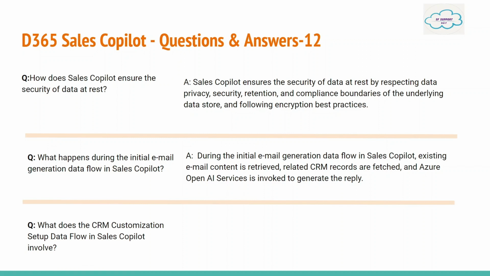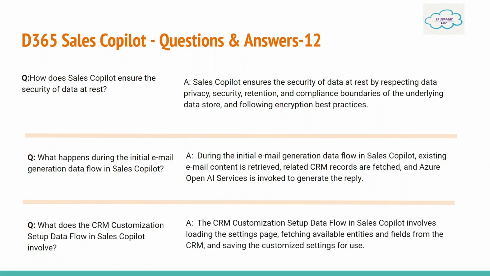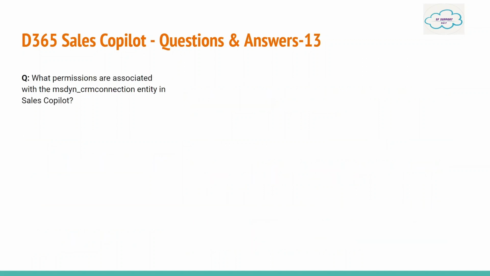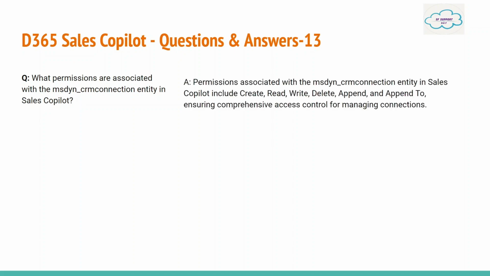Question. What does the CRM customization setup data flow in Sales Copilot involve? This involves loading the settings page, fetching available entities and fields from the CRM, and saving the customization settings for use. Question. What permissions are associated with the MS dynamic underscore CRM connection entity in the Salesforce Copilot? This includes create, read, delete, write, append, and append to, ensuring the comprehensive access control for managing connections.